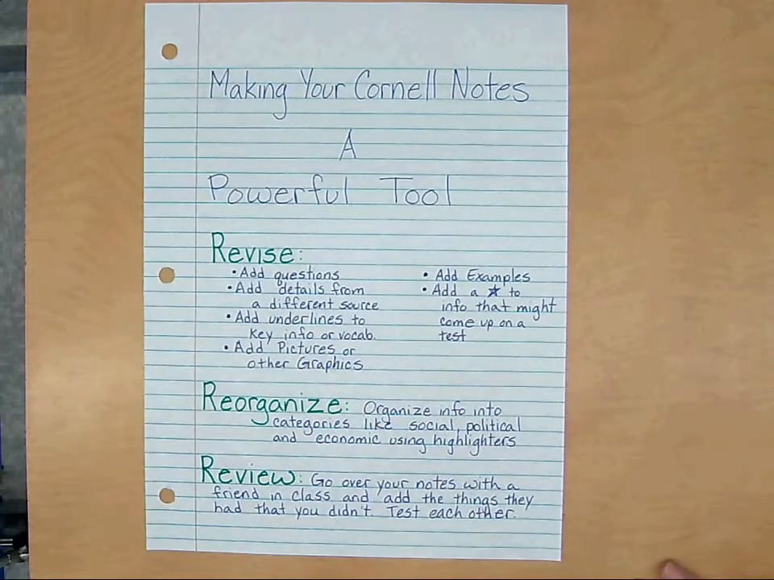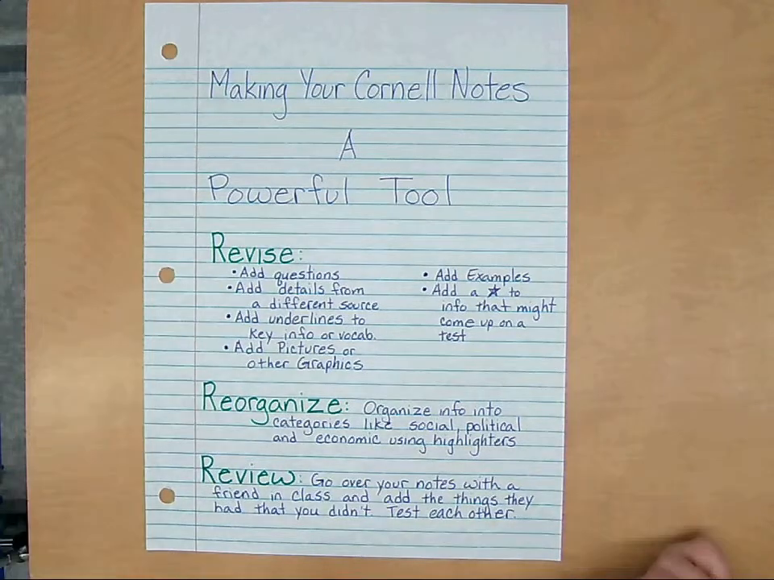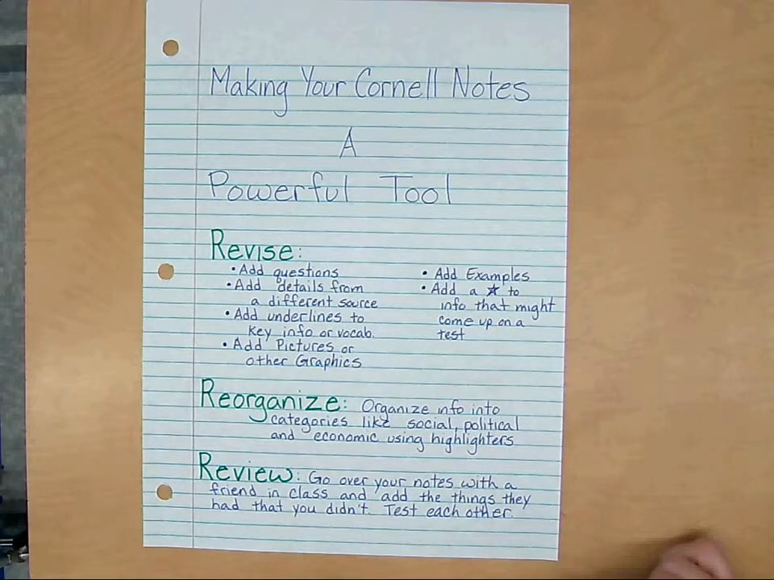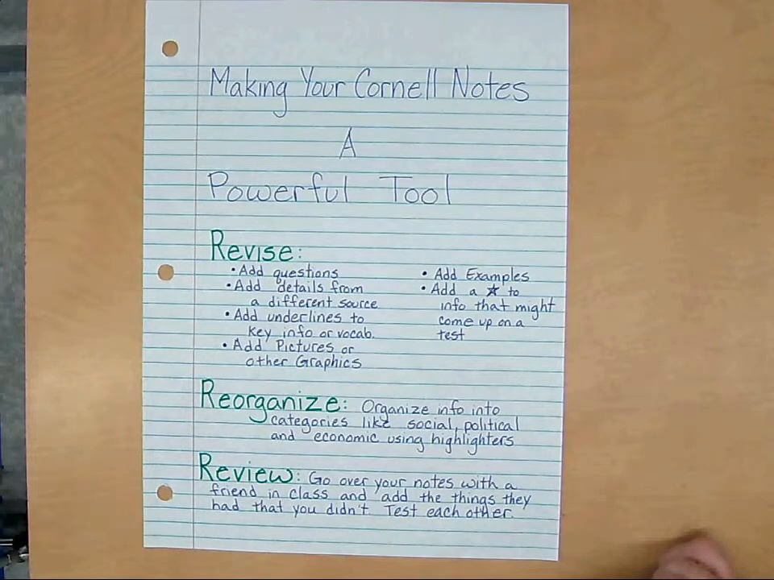These are techniques that you can use to make your Cornell notes a powerful tool. There are a couple of steps to doing this. First, you need to revise your Cornell notes. Second, you need to reorganize your Cornell notes. And finally, last, you need to review your Cornell notes. If you take all of these steps, you'll find that the information in your notes goes into your brain more completely, and that you are better at retrieving that information when you need it, and so you're often better at taking tests or completing tasks that cover that information.